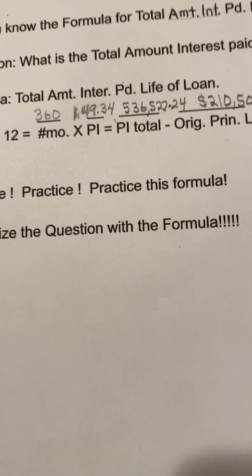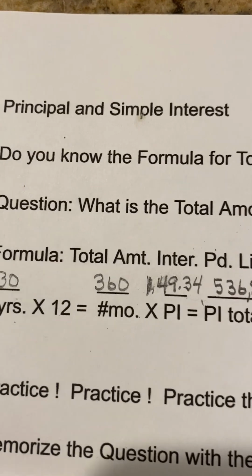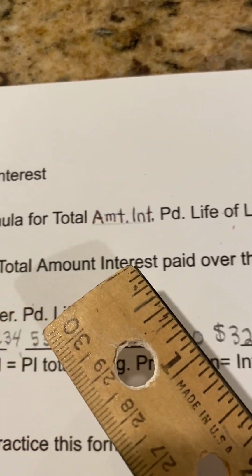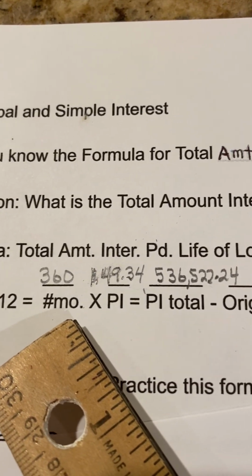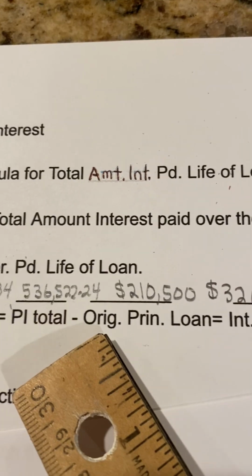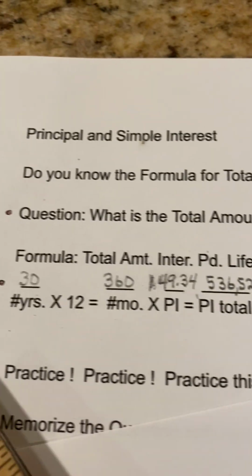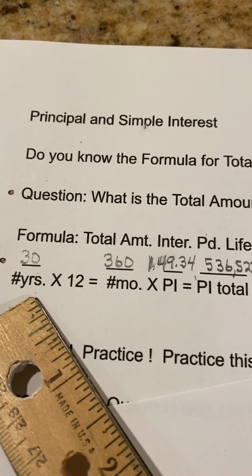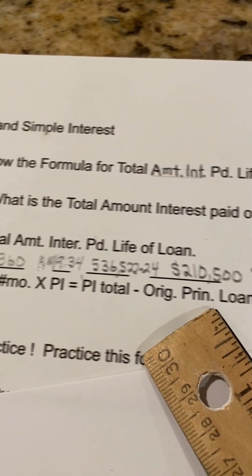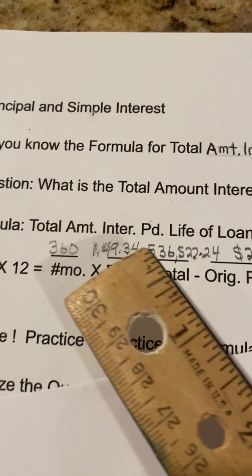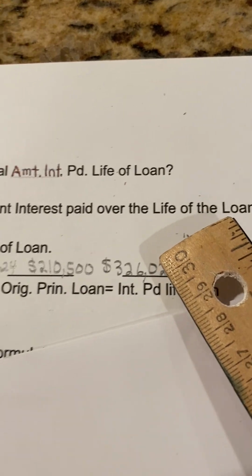Let's go over the two formulas one more time. Only two formulas to go over. Your formula for the total amount of interest paid over the life of the loan is number of years times 12 equals number of months times PI equals PI total minus the original principal loan equals your interest paid over the life of the loan. It sounds long, but you can practice it, write it down, and then put your hand over it and keep writing it down until you know this line of the formula. And also, you put with it the question: what is the total amount of interest paid over the life of the loan?